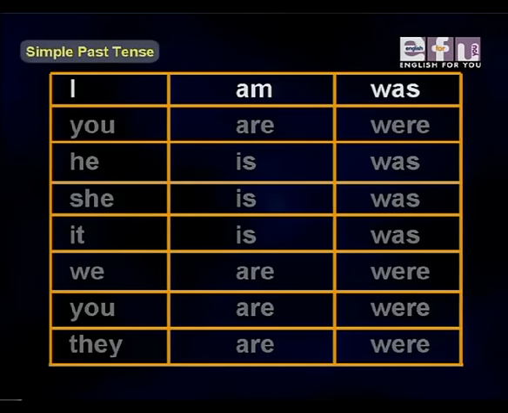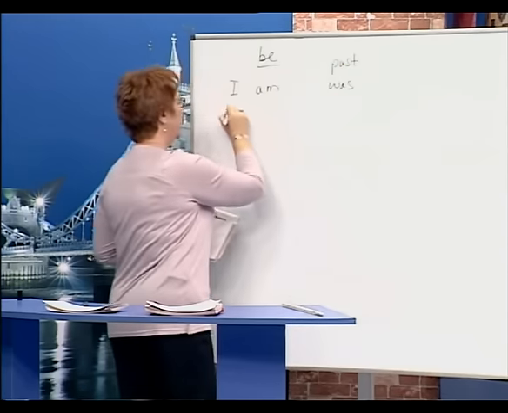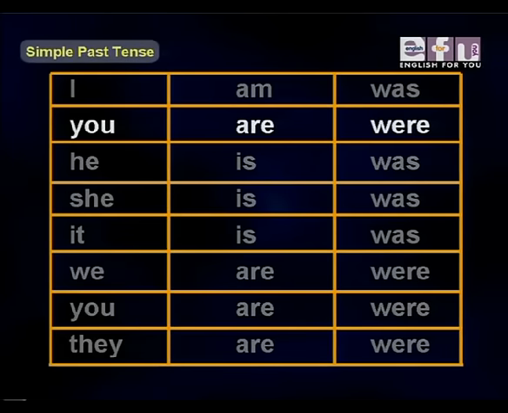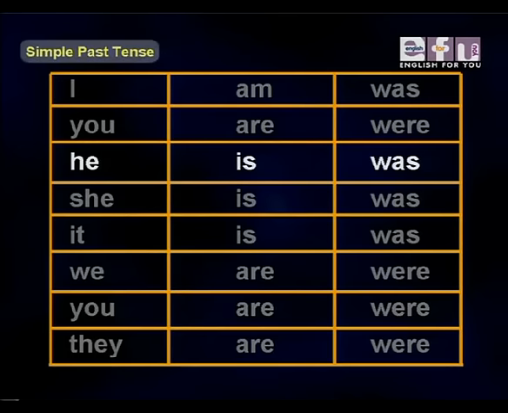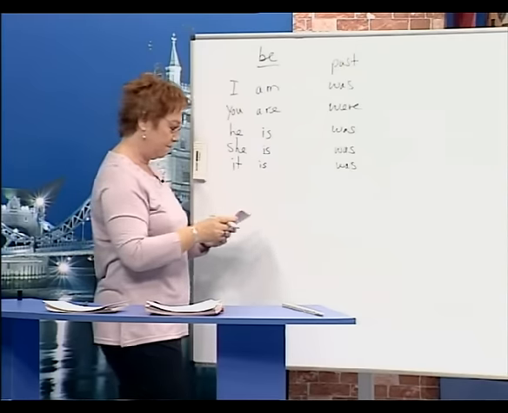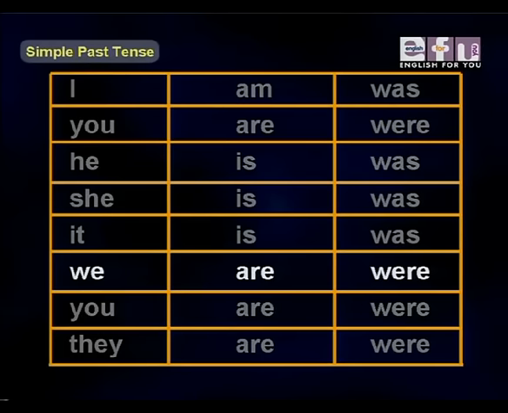So we say, I am. In the past, we say, I was. I was. Okay? Next we have you are. In the past, you were. So, you are, you were. Now, he is, he was in the past. And of course, she is, she was. It is, it was. Okay? Now, we are, we were. We were.